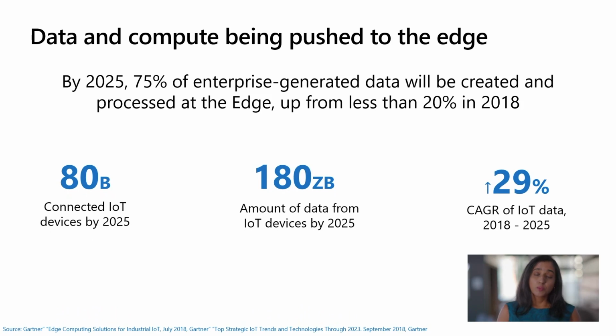Having said that, we will have 80 billion connected devices by 2025. And Gartner has stated that the compound annual growth rate in this data will be approximately 30%. And we're looking at 180 zettabytes of data. That is the 7th power of 1,000, or 10 to the power of 21. How many zeros is that?